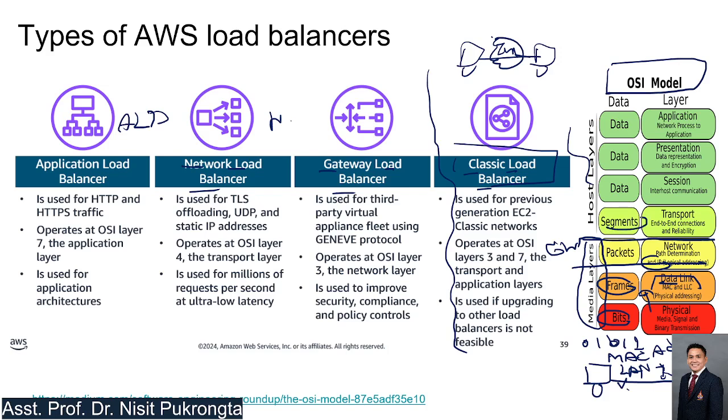The transport layer talks about end-to-end connection and reliability, with segments. The transport layer is very important. When you create a security group, you have to allow TCP or UDP and the port number. For example, if you would like to allow HTTP, you allow port 80, TCP 80. This is the function of the transport layer.